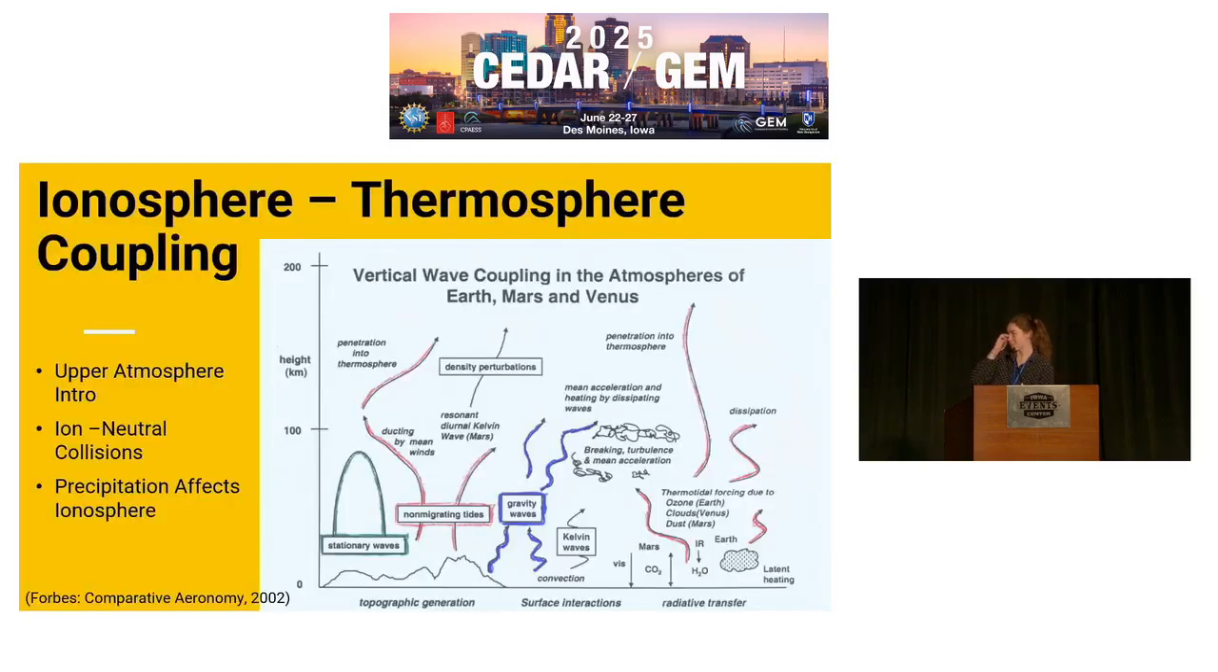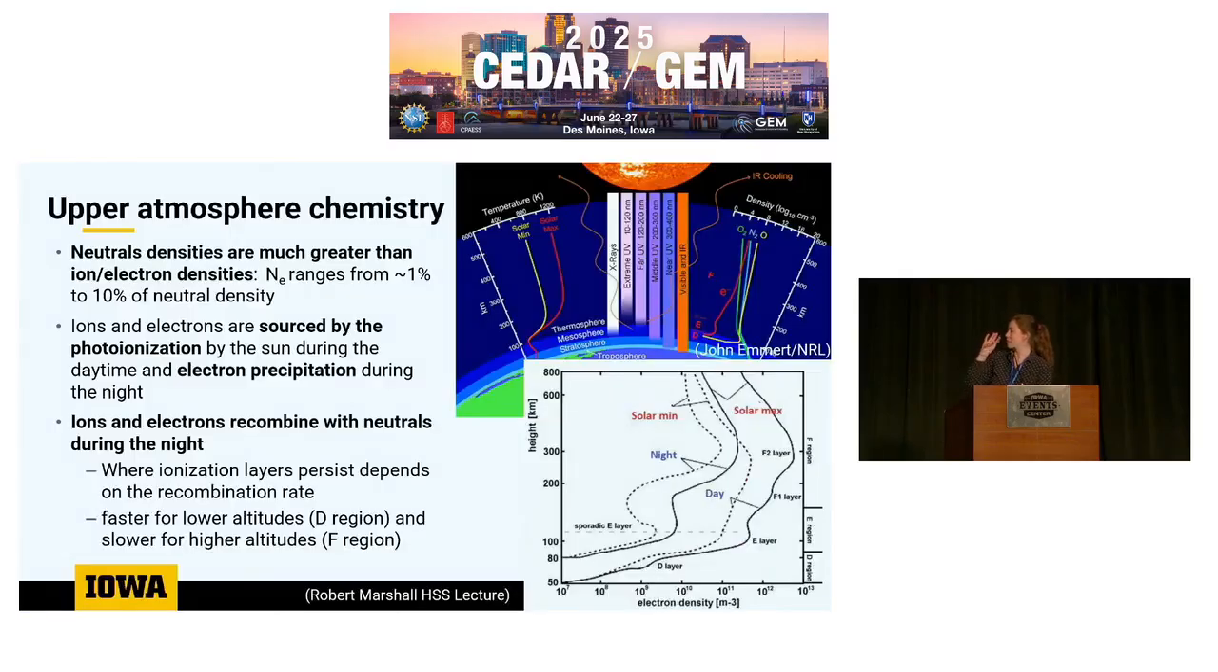Okay, so I'm going to touch on ionosphere-thermosphere coupling, but more from a magnetosphere point of view. You guys already heard a lot about that, so I won't really go over this because we've already covered it, but basically we have layers in the ionosphere. The ions and electrons are sourced by photoionization and electron precipitation during the night. And during the night, those ions and electrons will recombine with neutrals, and those recombination rates determine which layers stick around and which layers don't.